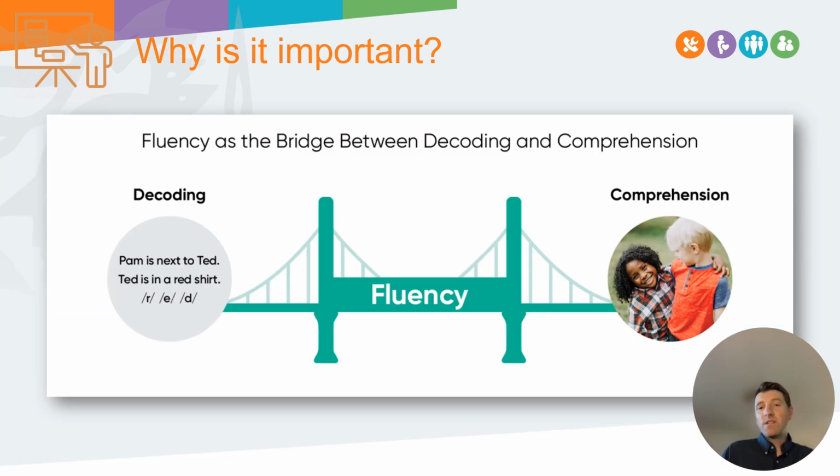Why is it so important? Well, the researchers, the clever people, say that fluency is actually the bridge between decoding and comprehension. It is really, really difficult to comprehend a text if you can't read it fluently. If you are stammering and stuttering over every second word, if you don't actually know what a lot of the words mean, that is also a real challenge to comprehension.